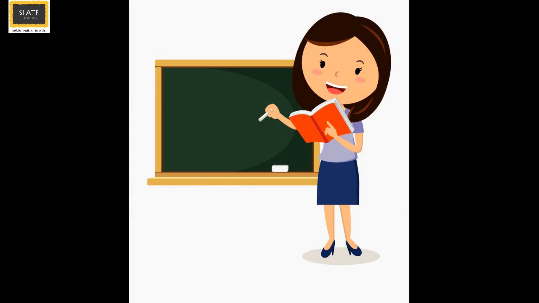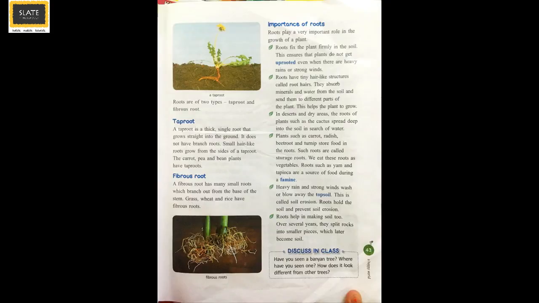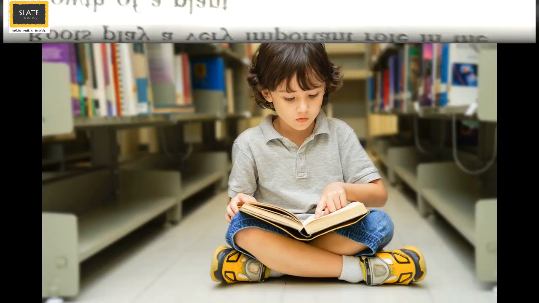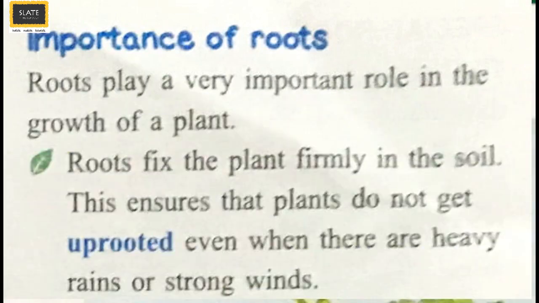If the plant is healthy, it means the roots are healthy. Let's read more about the importance of roots from the textbook. Slaters, please turn to page number 43. Ready? Place your finger on the text as we read. Importance of roots. Roots play a very important role in the growth of a plant. Roots fix the plant firmly in the soil. This ensures that plants do not get uprooted even when there are heavy rains or strong winds.